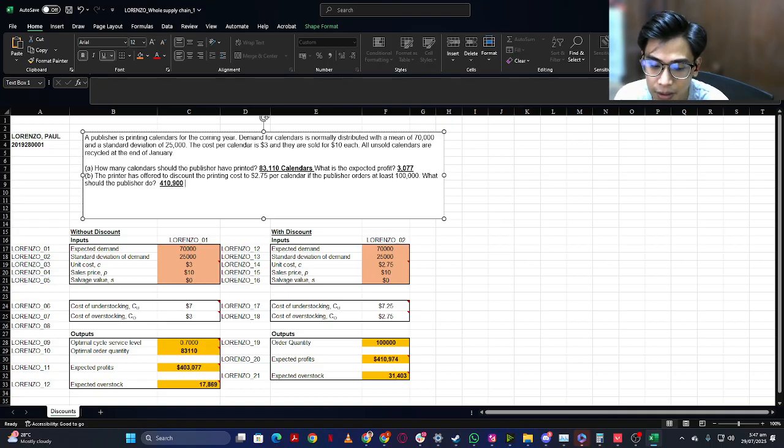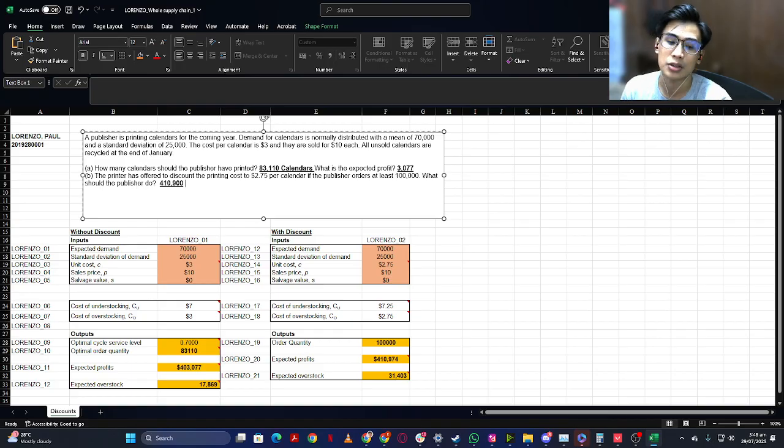So why are the worksheets designed this way? The worksheets are structured to compare two pricing scenarios and guide the decision making. They allow the users to calculate, number one, the optimal order quantities. Number two, understand the financial trade-offs of understocking versus overstocking. And number three, evaluate how bulk discount offers affect profit. This side-by-side comparison ensures that the most cost-effective and profitable approach is chosen.